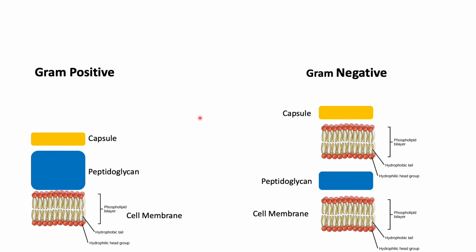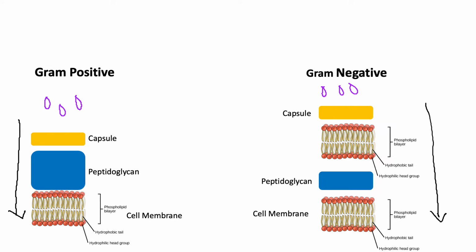Now, in gram staining, what we do is when we have a culture of bacteria and we want to identify whether it is gram-positive or gram-negative, we start off by adding in crystal violet. Now, crystal violet is purple in color, so if we add in droplets of crystal violet to both gram-negative and gram-positive, the crystal violet will seep through the capsule, the peptidoglycan, and the cell membrane, essentially into the cell. In both cases, it'll seep through.